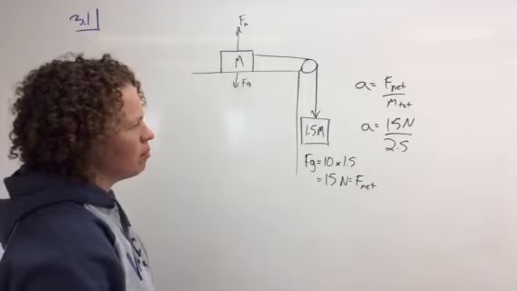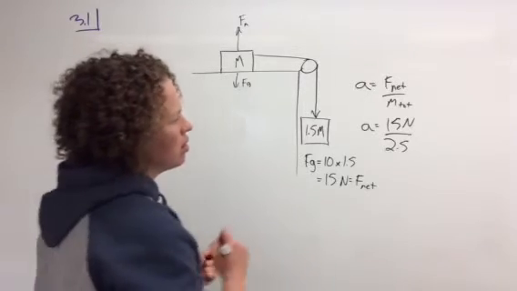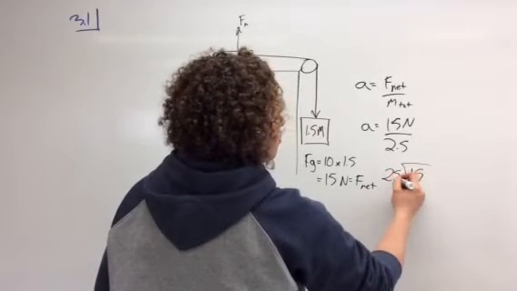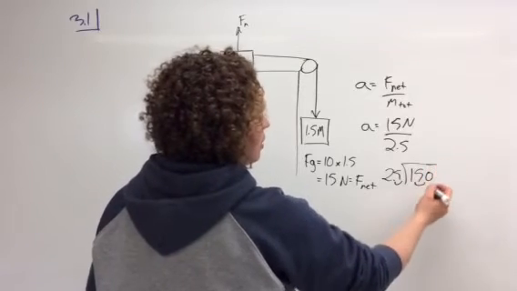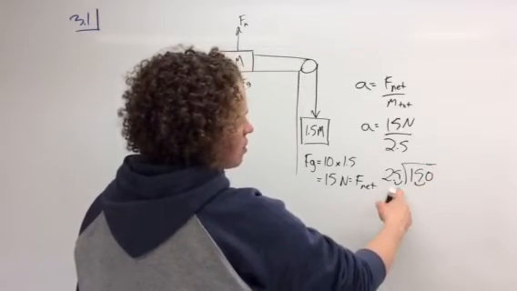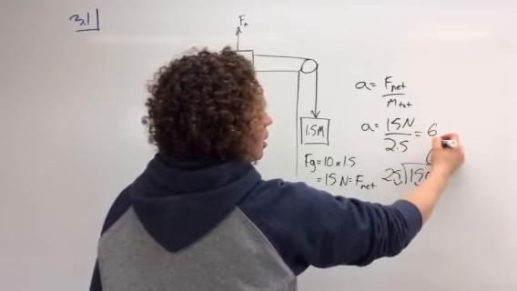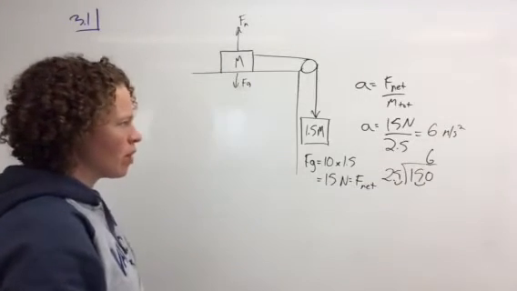I'll set you up and then we'll just crunch the numbers. Yeah, do it longhand. 15 divided by 2.5, move the decimal over, that's 25 divided by 150. So 25 goes into 104 times, that's 6. So 15 divided by 2.5 is 6. So we've got 6 meters per second squared here.